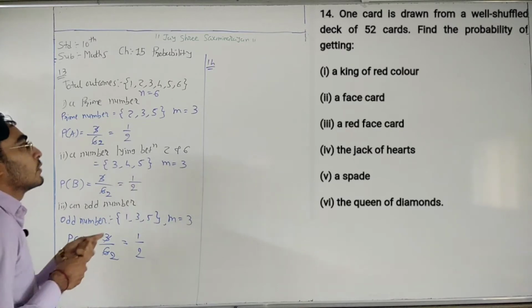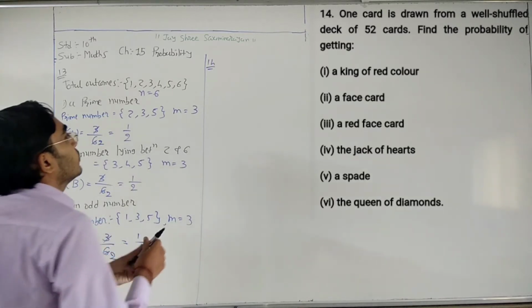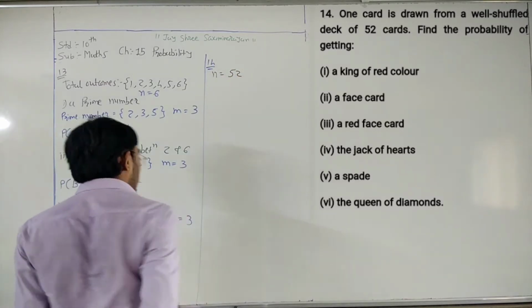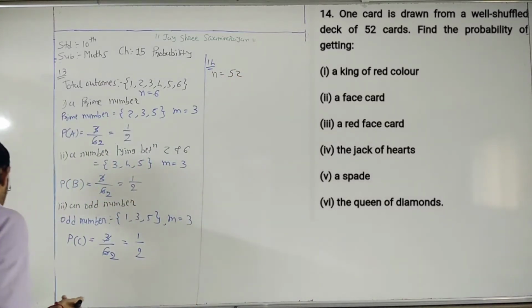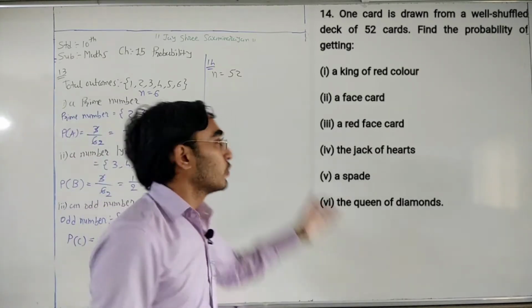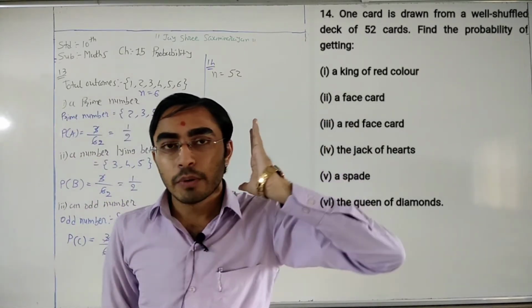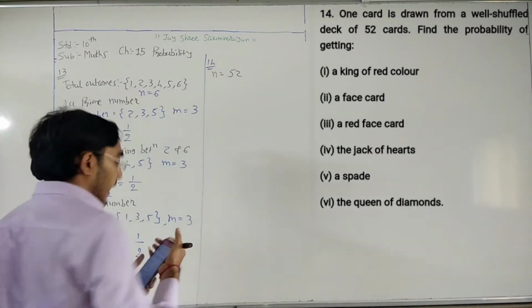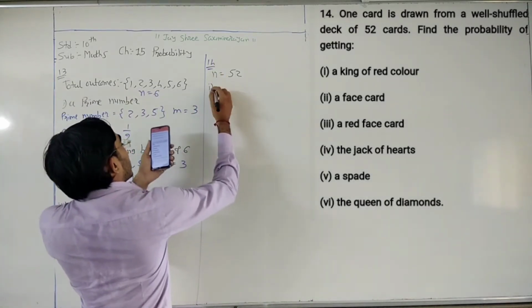So total number of cards is 52. That means our total outcomes are 52, right? Because it is already written a well-shuffled deck of 52 cards. So 52 cards are there, so our n is equal to 52. Total number of outcomes is equal to 52. Now we need to find the probability.